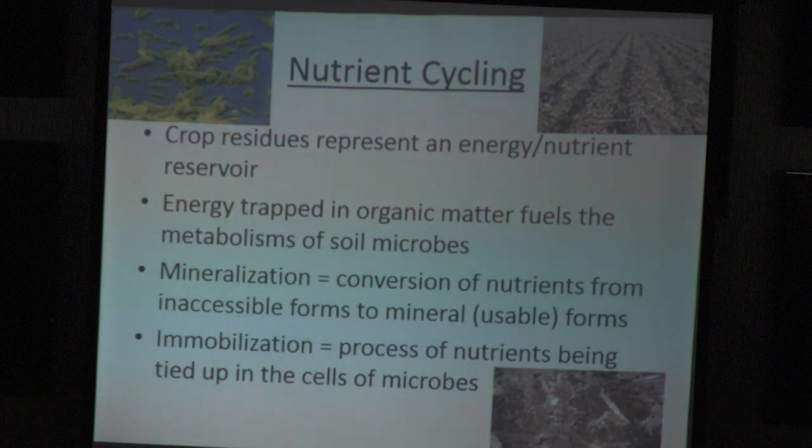The mineralization that's happening is the conversion of the nutrients from the inaccessible forms of the minerals to usable forms. And we call immobilization the process of nutrients being tied up in the cells of microbes. So yes, this would be considered immobile minerals right there in this picture that need to be broken down. And you can see a little bit, I think, of fungus going on right there, the white.